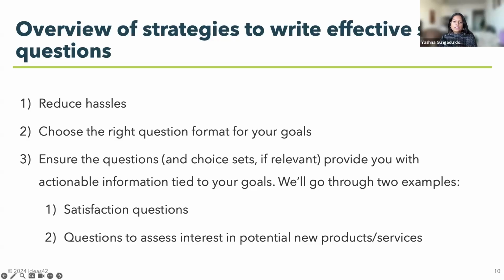So within this section, we're going to go over some best practices that support the writing of effective survey questions. We'll touch on the importance of reducing hassles, or basically making things as easy as possible for the respondents. And then we'll talk about choosing the right question format for your goals. And finally, we'll discuss how it's important to ensure that the questions provide you with actionable information tied to your goals. So to work with concrete examples of how to do this, we'll go through two types of questions that all organizations are probably interested in at some point or the other. So one is satisfaction questions, and then the other is questions to assess interest in potential new products or services.